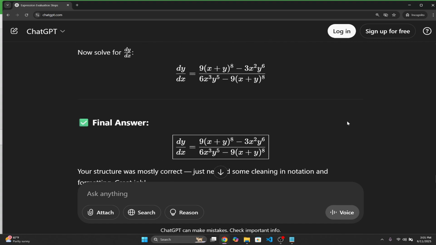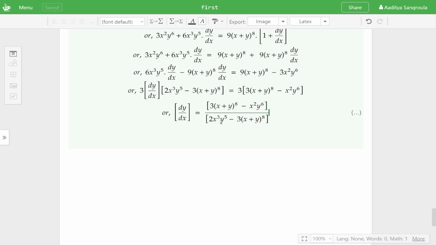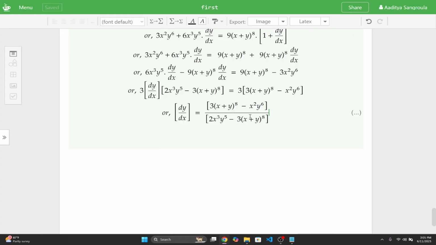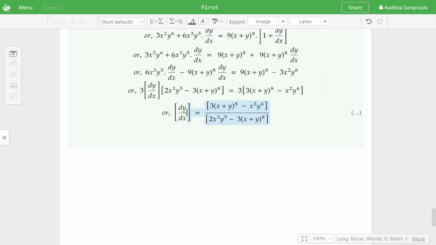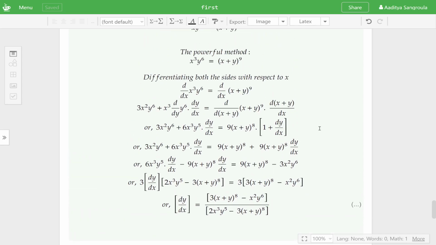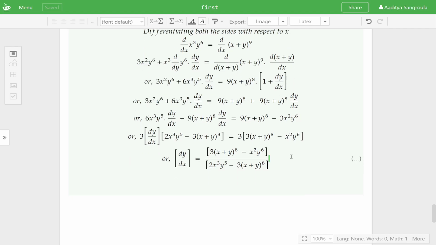Okay, so we are correct. This is the answer. So this is the answer to this derivative problem. And although it might seem so big and obviously large, we can solve it.